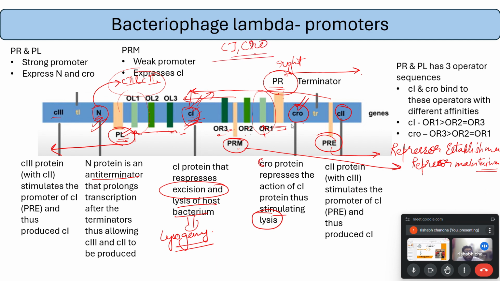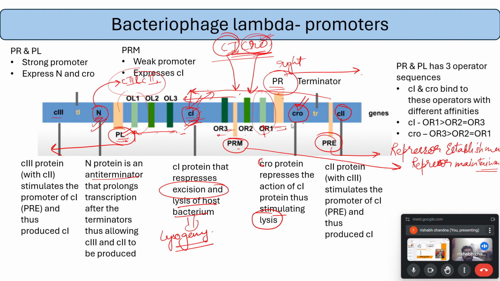Out of these two proteins, C1 has more affinity towards the operators as compared to CRO. So when both C1 and CRO are present in equal amounts, C1 will go and bind to the operator. But when the CRO concentration is higher as compared to the C1 protein, CRO will go and bind to these operator sites.